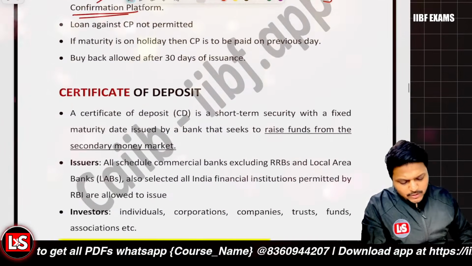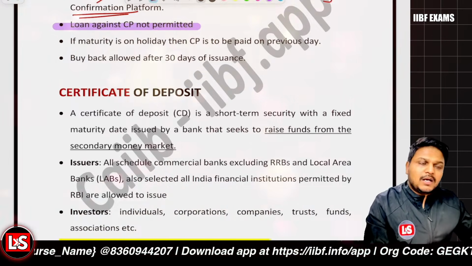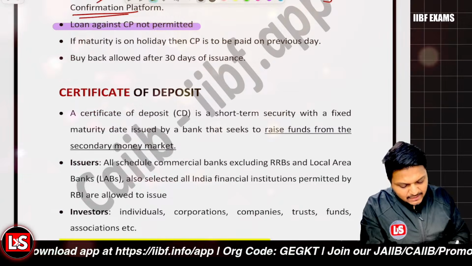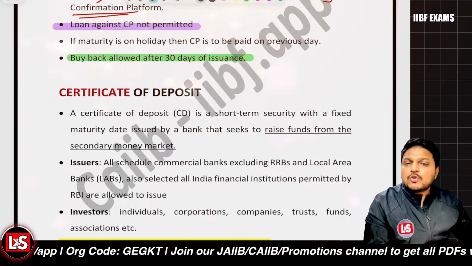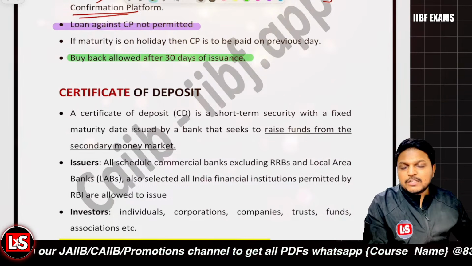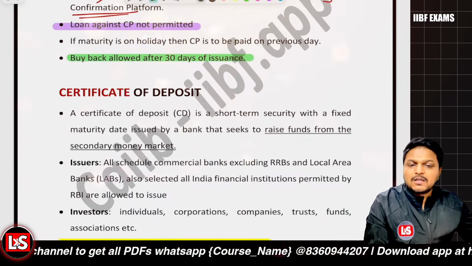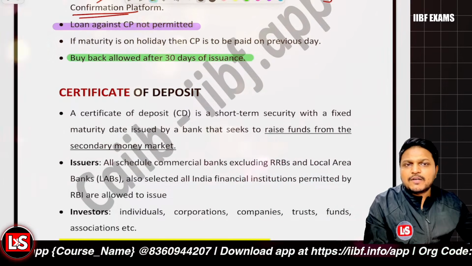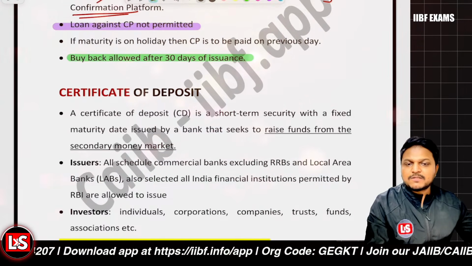And is a loan permitted against the CP? No, no loan is allowed against the CP. No loan can be taken. And buyback is allowed. Yes, the company can buy it back after a period of 30 days. And if the CP is going to mature on a holiday, let's say CP is maturing on 15th of August and it's a holiday, right? Then it is to be paid on the previous working day. Clear with it? Do confirm at the earliest that you have understood the points so far, so that we can move ahead with the next topic of the certificate of deposit.